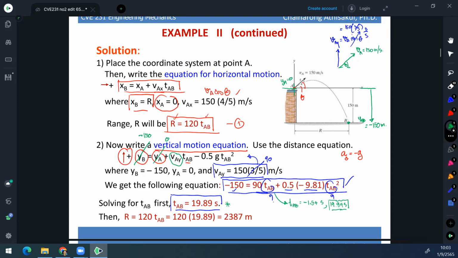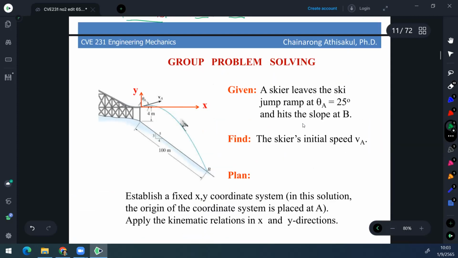That is the time of travel in the air, right? And then after that, we substitute time equal to 19.89 into the first equation that we have, and then we can determine R, the horizontal displacement R, that is equal to 2,387. Okay, that is the complete solution of this problem.